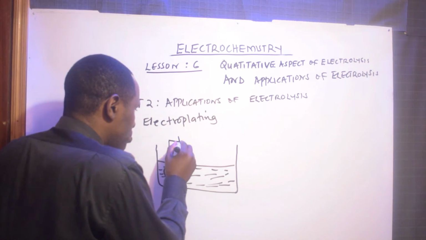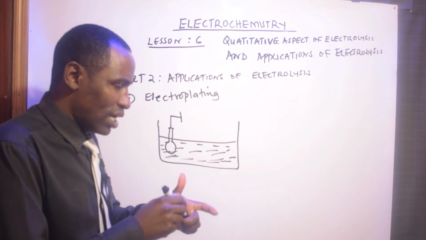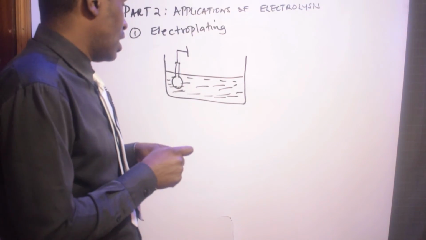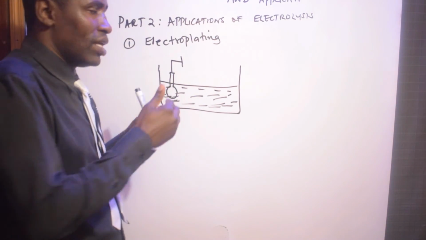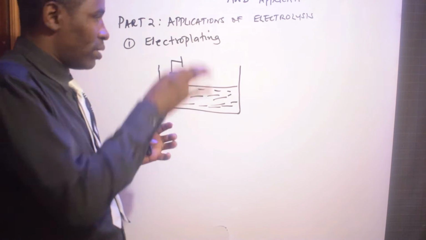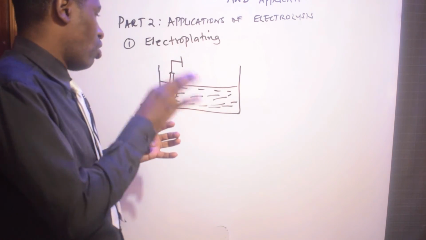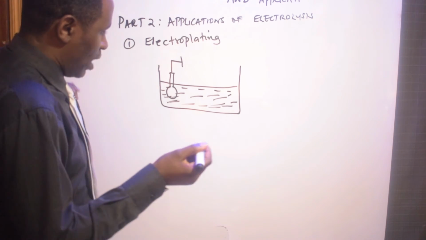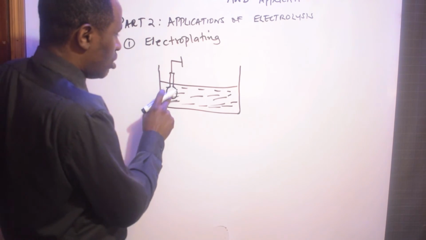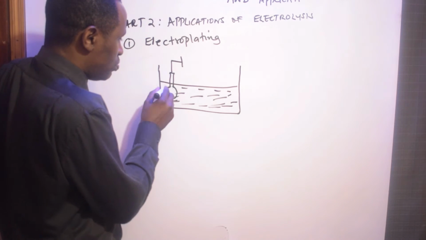Why should it be the cathode? Because we know that the cathode attracts the positive ions, and when the positive ions get there, they will gain electrons and form a metal on the surface. And basically that's what the electroplating will be about. So here, I'm going to have whatever I'm electroplating, this is a spoon.